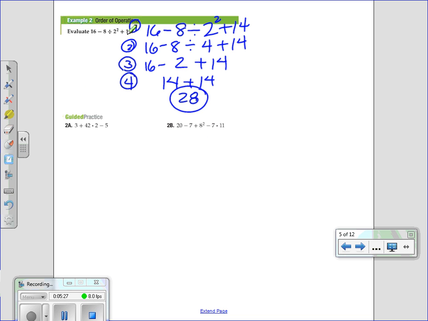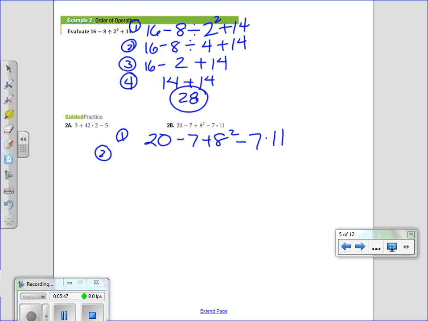Okay. It's written fairly small, but anyway, even on your homework sheet, you would be recopying the problem down. 20 minus 7 plus 8 squared minus 7 times 11. All right, so that was our first step. Our second step is we're going to look, we have an exponent, so we're going to do it first.